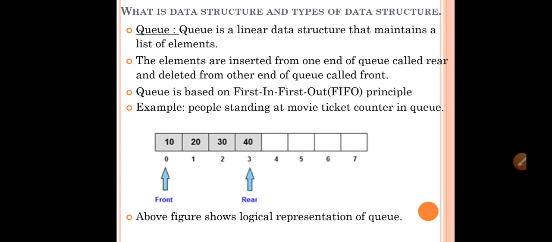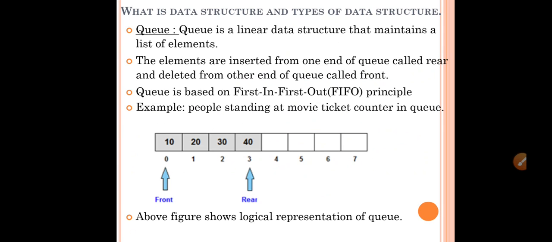So next we see what is queue. A queue is a linear data structure that maintains a list of elements. The elements are inserted from one end of the queue called the rear and deleted from the other end of the queue, called the front. In stack we have only one end, but in queue we have two ends. The queue works on the first in first out principle.